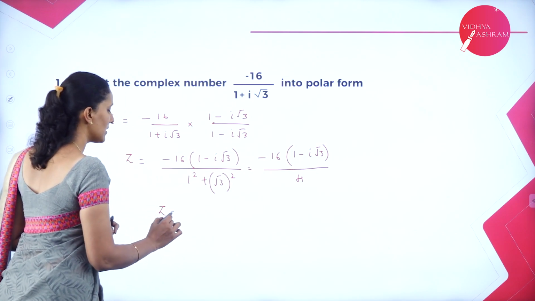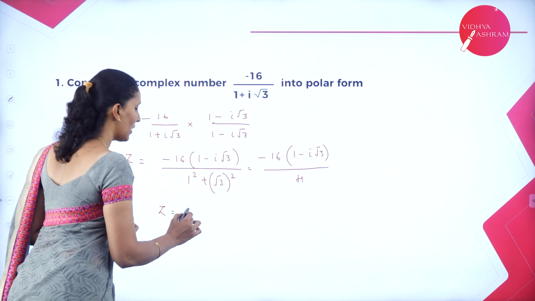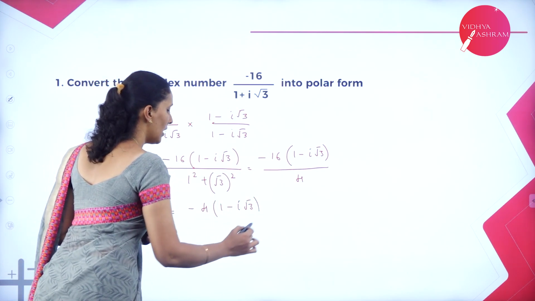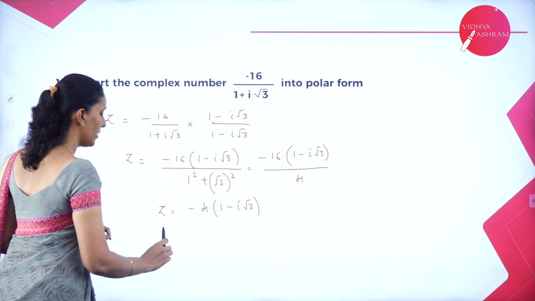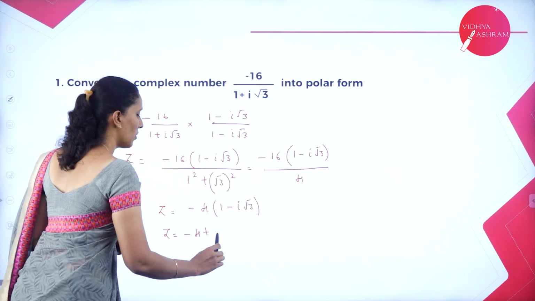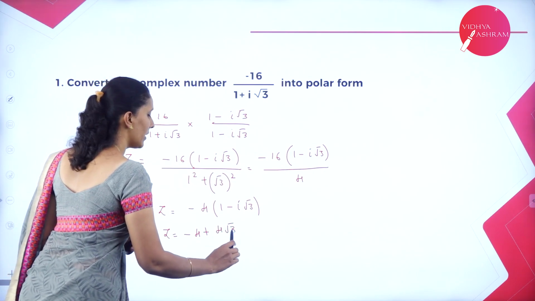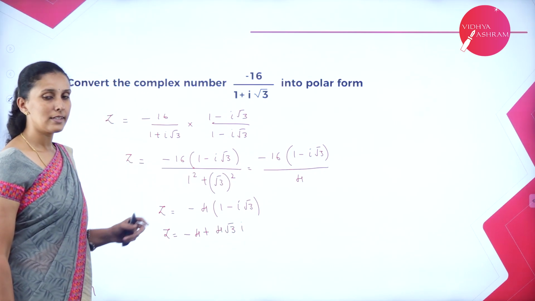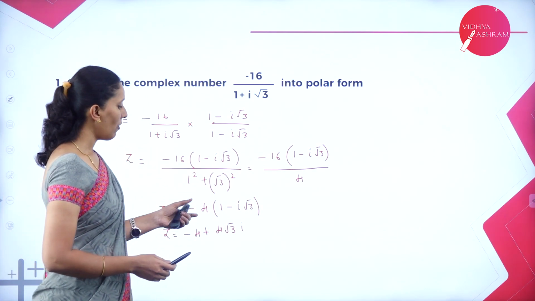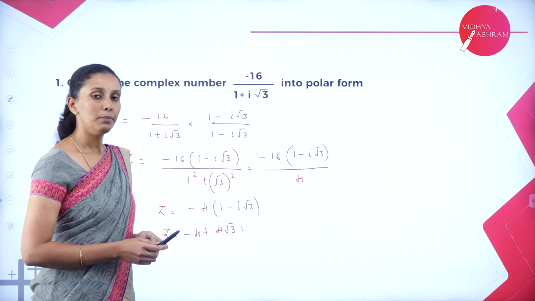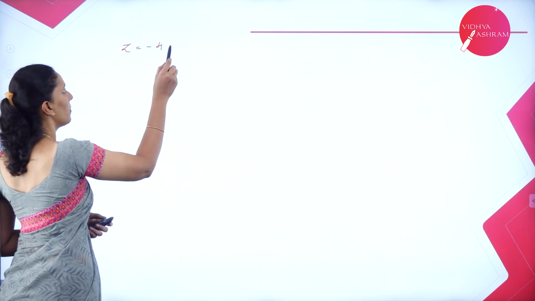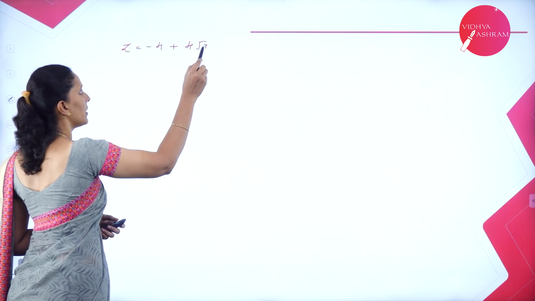Thus we get z is equal to, on dividing it, minus 4 into (1 minus i root 3). Let us multiply minus 4 inside. We'll get z is equal to minus 4 plus 4 root 3 into i. Now this is the simplest form in the form of x plus iy or a plus ib. So now let us convert this into the polar form. We have z is equal to minus 4 plus 4 root 3 i.